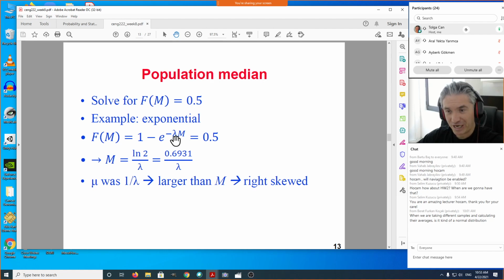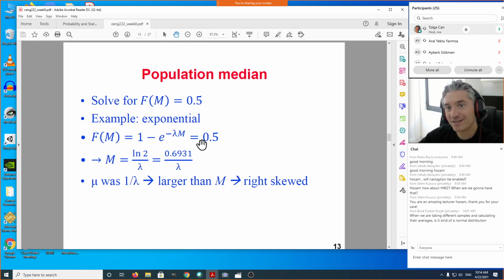So we need to solve this equation. For a generic lambda again, we are going to write this median in terms of lambda. If we solve this equation, the value of m in terms of lambda turns out to be ln2 divided by lambda, where the natural logarithm of 2 is equal to 0.6931. If you divide it by lambda, you get your population median. And if you remember the population mean, it was 1 over lambda, right? So they are different. The mean, 1 over lambda, is larger than the median. So the mean is to the right of the median in the case of exponential distribution, which means that the exponential distribution is right skewed.